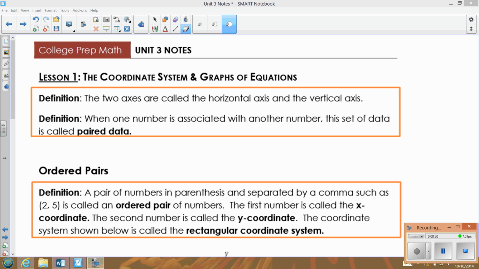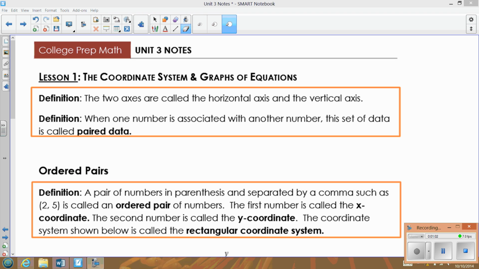So a couple of definitions here. Definition 1, the two axes are called the horizontal axis and the vertical axis. So when we're talking about the coordinate system, we have a horizontal axis and a vertical axis. Coordinate system is really just a graph, so we talk about it as a graph. Next definition, if one number is associated with another number, then this set of data is called paired data because they are related to one another.